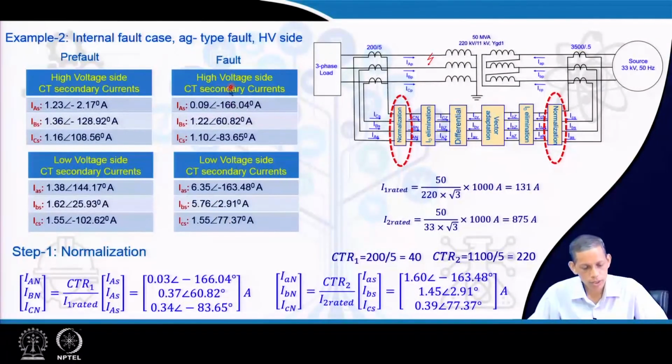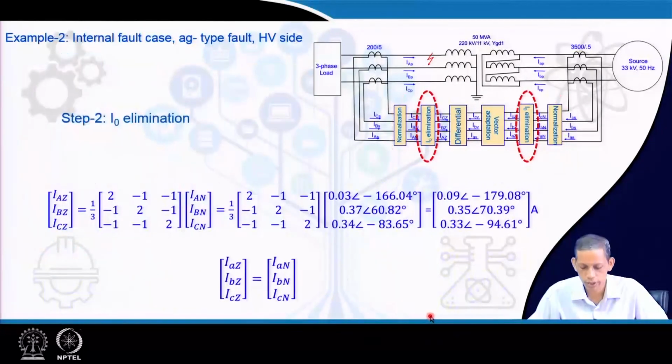Now, for this fault current we apply the corresponding 4 steps. The same differential relay principle, normalization, is applied using the CT ratio and the rated current. The normalized currents, using the CT ratio and all these things, are considered to be 1.6, 1.45 and 0.39.